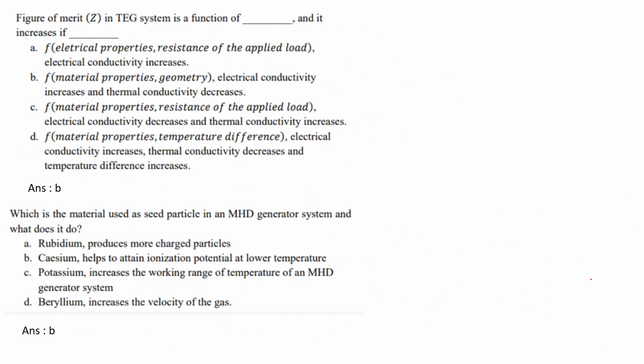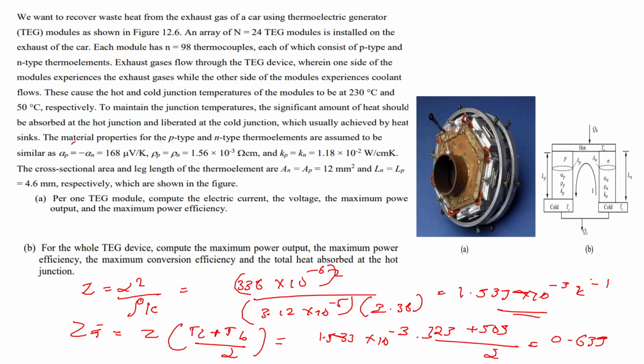Now if you see, this problem is a little bit lengthy, but the method is very simple. You have to calculate for one TEG module the electric current, voltage, maximum power output and maximum power efficiency. Then you have to count it for the whole TEG. So one TEG, and the total number is 24. So you have to multiply these power values by 24. That is part B, which you have to do for the next class.